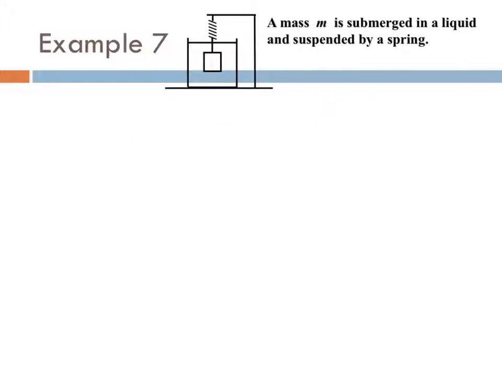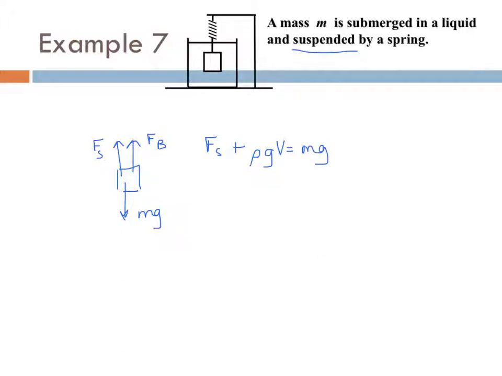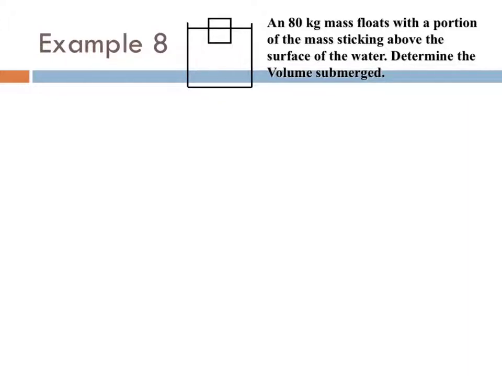In this example, we have a mass m submerged in a liquid and suspended by a spring. Again, object, force of gravity, buoyant force up. If it's just being suspended, that means our force of the spring, and we know it's upward because it's always against the direction of displacement, plus our buoyant force, which is rho g v, is equal to mg. Again, suspended.